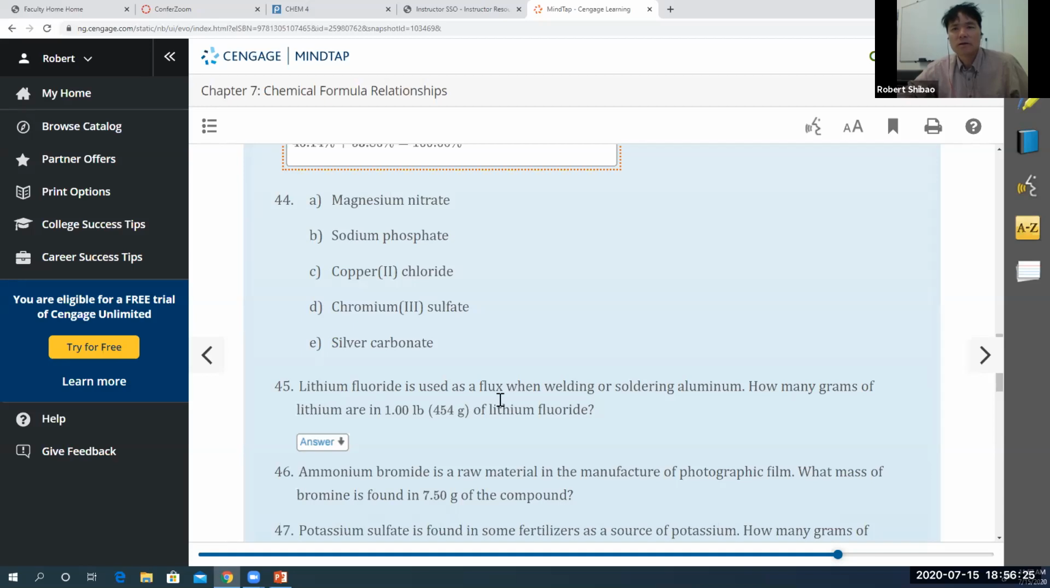Lithium fluoride is used as a flux when welding or soldering aluminum. How many grams of lithium are in 1.00 pounds? 454 grams. I don't give you this, and I want you to know this to 4 sig figs of lithium fluoride. And so the first thing is, what is the formula for lithium fluoride?